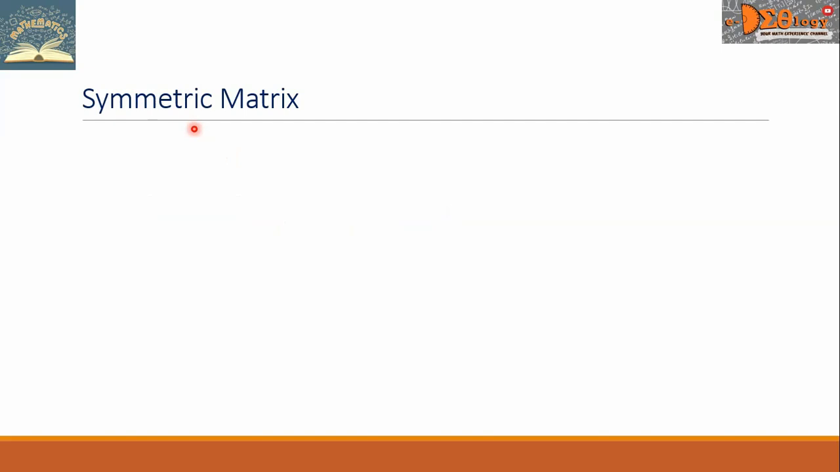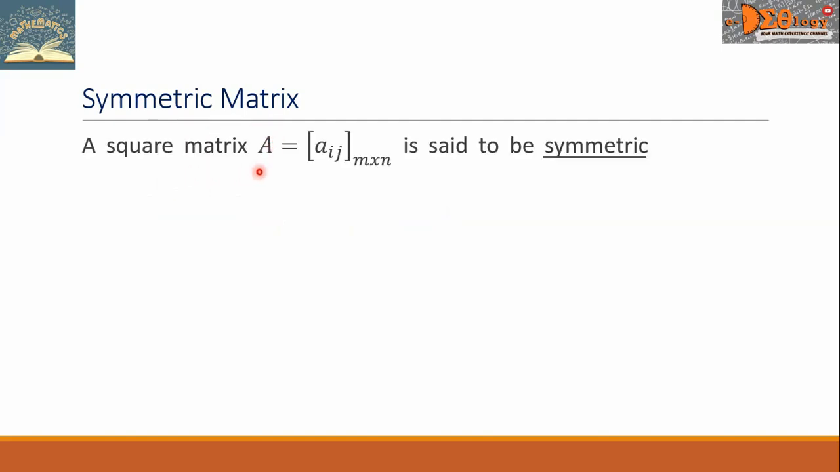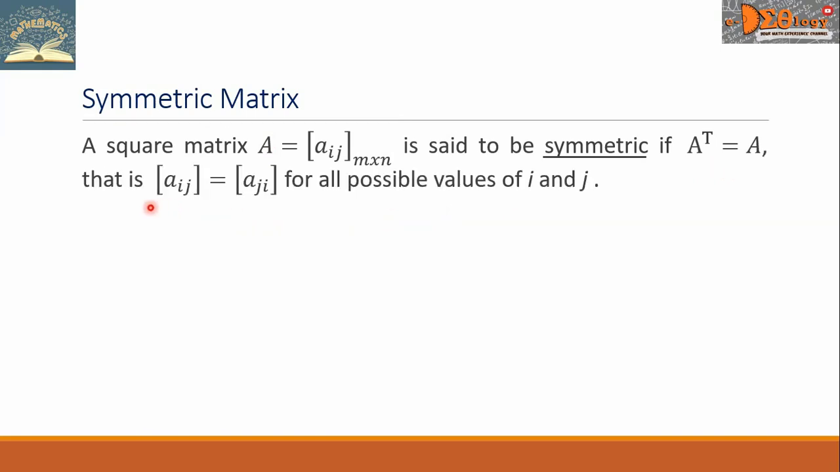Let's go to symmetric matrix. A square matrix A is said to be symmetric if A transpose is equal to A. That is, the matrix with element A sub ij is equal to the matrix with element A sub ji for all possible values of i and j.